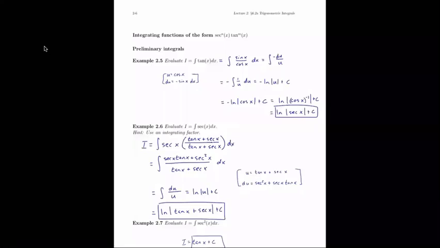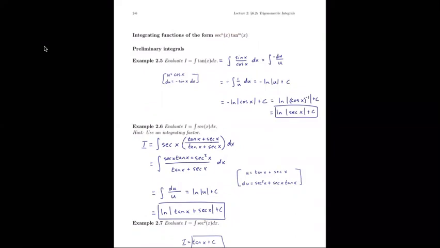In the second video for 6.2a, we'll finish up integrating trigonometric integrals. Now we're looking at integrands of the form secant to the power of n of x times tangent to the power of m of x, for whole number positive powers n and m, just like sine and cosine. We need some preliminary integrals before we get started, but a good bit of this is going to follow like sine and cosine did.